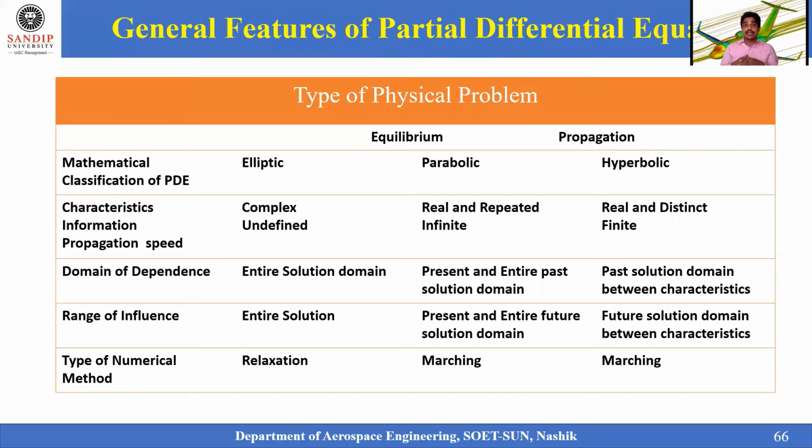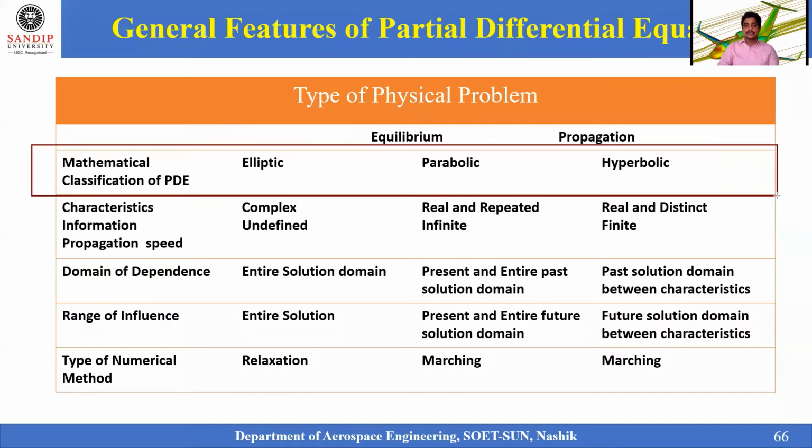So where exactly did we start? We started with the types of flow problems, the physical problem, and we addressed that. Then we started with the equations of mathematical class of partial differential equations, and there we came to the conclusion that they are of three forms: elliptical, parabolic, and hyperbolic. And now coming to the characteristics, propagation and the propagation speed.